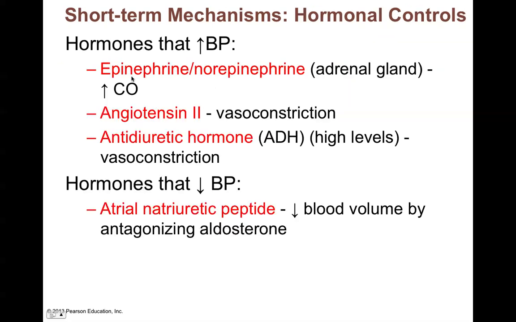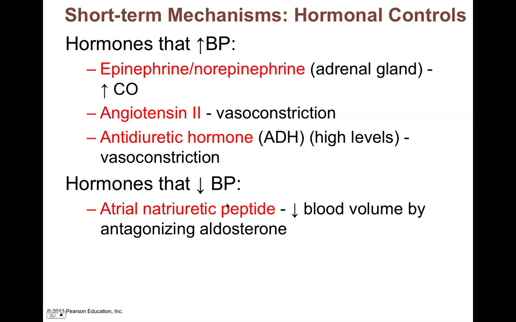There are also hormones: epinephrine or norepinephrine from the adrenal medulla, the inner area, increase cardiac output. Angiotensin II will cause vasoconstriction that will increase cardiac output. Antidiuretic hormone, which serves to conserve water, increases the conservation of water by the kidneys, increasing blood pressure, and it will also lead to vasoconstriction. These all increase blood pressure.